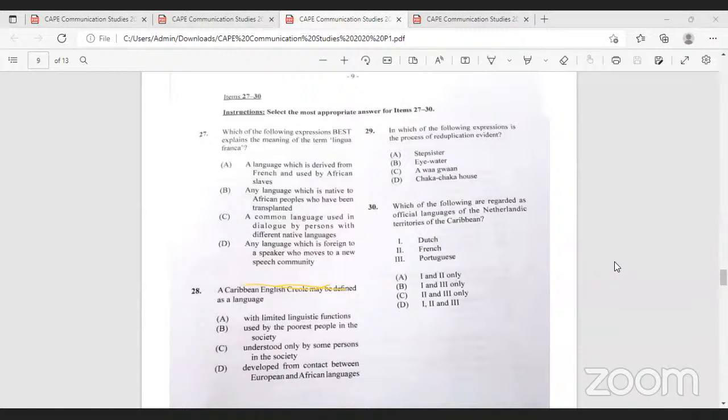30, which of the following are regarded as official languages of the Netherlandic territories of the Caribbean? Dutch, French, Portuguese. So the Netherlands, St. Martin, and those places. Dutch is there, and it's actually Dutch and French. So it's 1 and 2. A, because St. Martin and St. Martin share an island. Aruba, Bonaire, Curacao, close to French. So not Portuguese. So the answer for 30 is A. So 27, C, 28, D, 29, D, and 30, A.